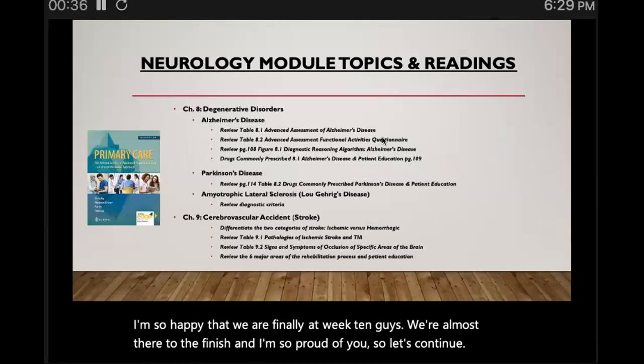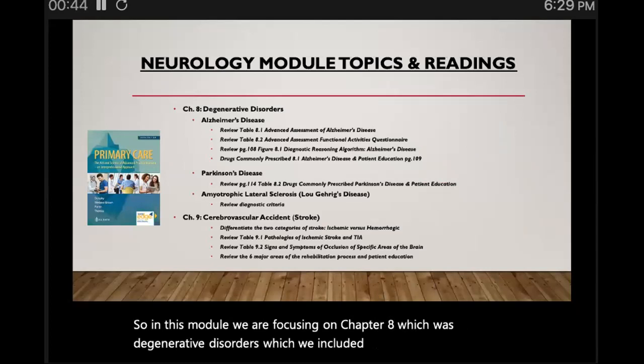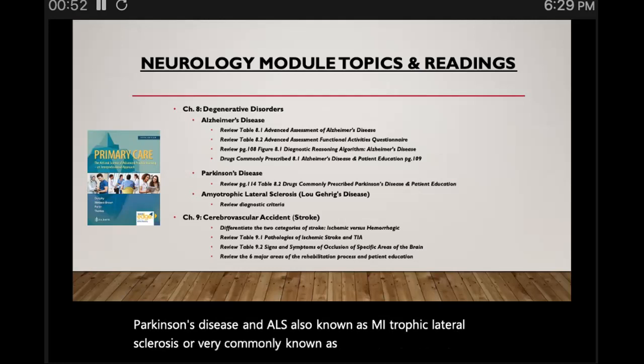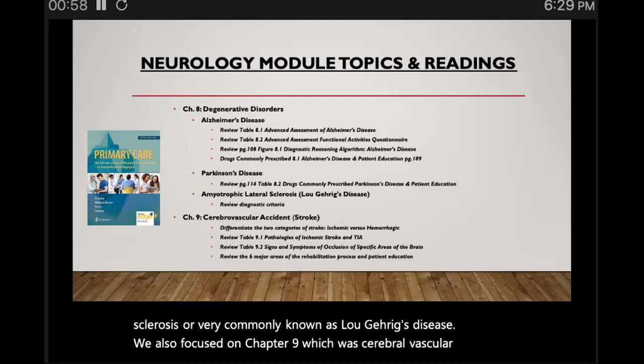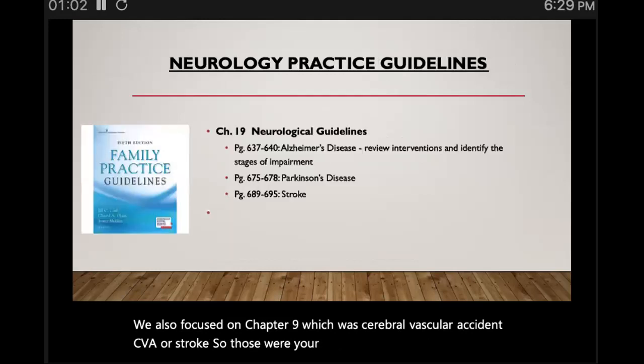So in this module, we are focusing on chapter 8, which was degenerative disorders, which included Alzheimer's disease, Parkinson's disease, and ALS, also known as amyotrophic lateral sclerosis, or very commonly known as Lou Gehrig's disease. We also focused on chapter 9, which was cerebrovascular accident, CVA, or stroke. So those were your readings from your primary care textbook.